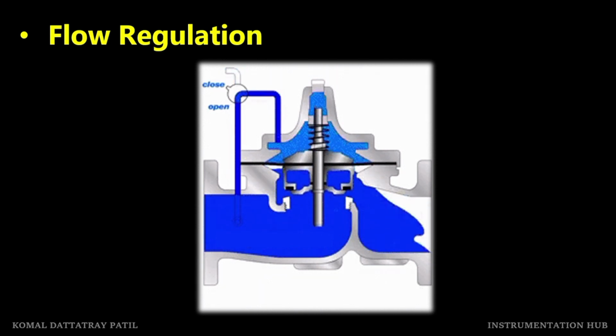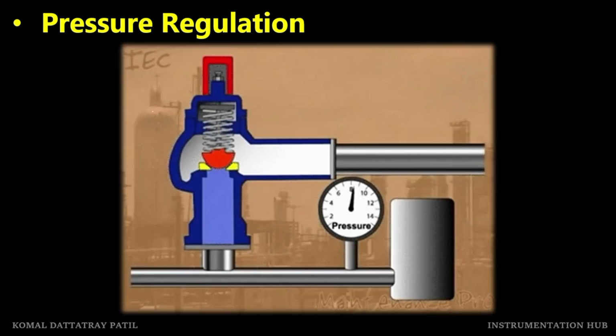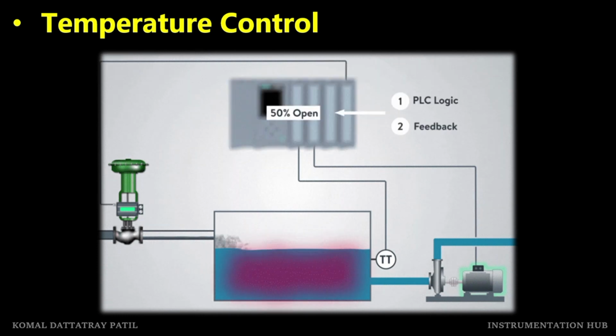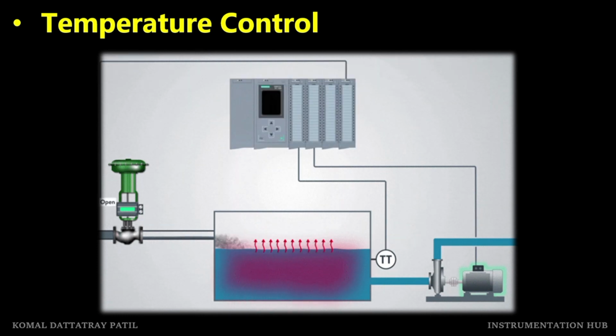The next purpose of this valve is pressure regulation. Control valves can also be used to control the system pressure. The pressure can be adjusted by partially opening and closing the valve to meet the desired set point, which ensures the process is within the safe operating limit. So, the next purpose of this control valve is temperature control. Control valves can be employed to regulate the flow of the heat transfer fluid such as steam or cooling water, where temperature control is important.